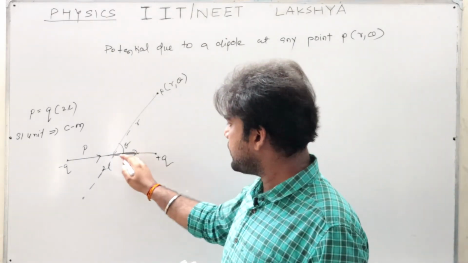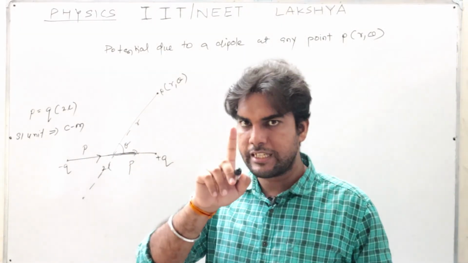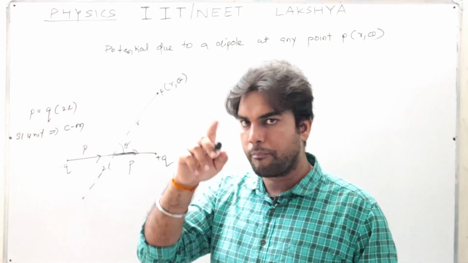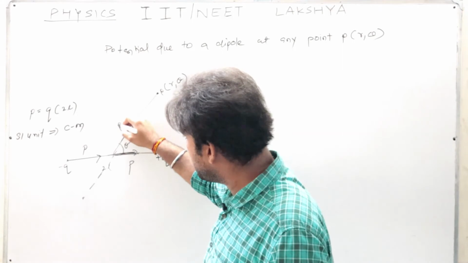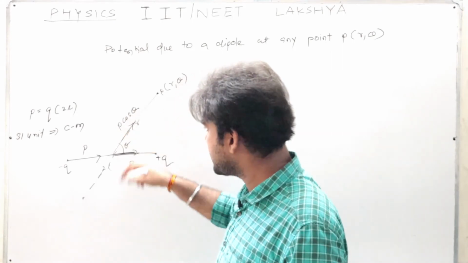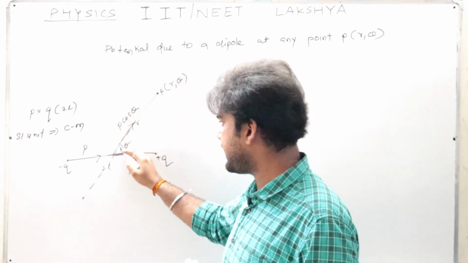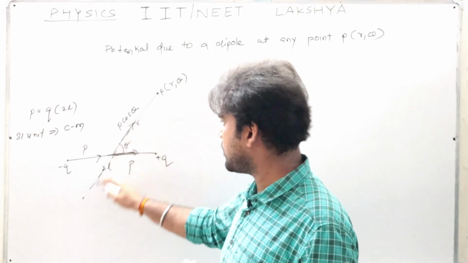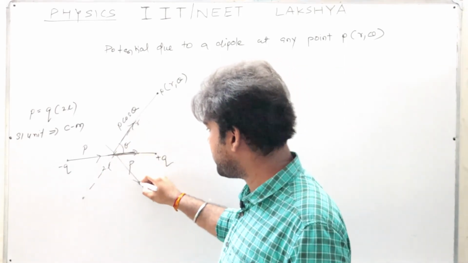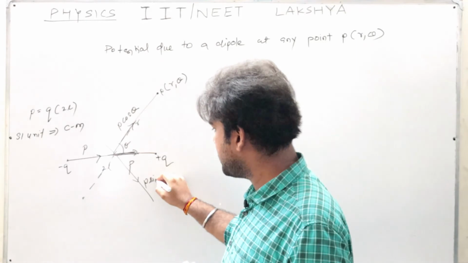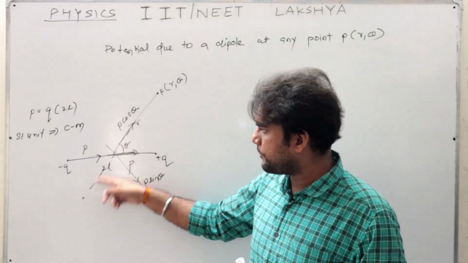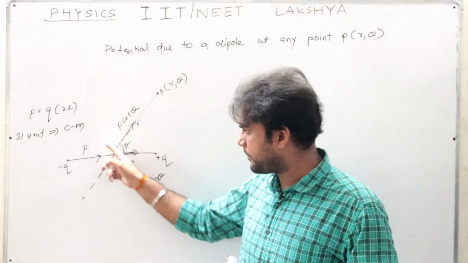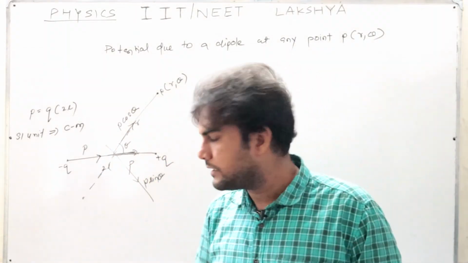So this is your dipole moment P. Dipole moment is a vector quantity, so I can break it into components. If this is your P, and this angle is theta, then this component becomes P cos theta, and the perpendicular component becomes P sin theta.